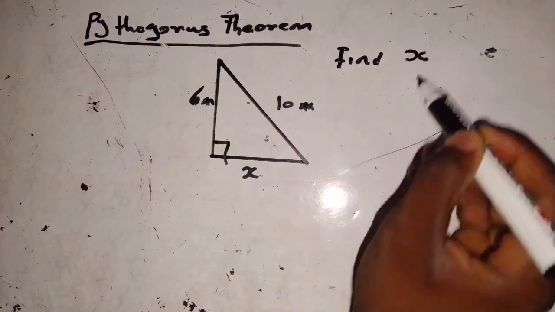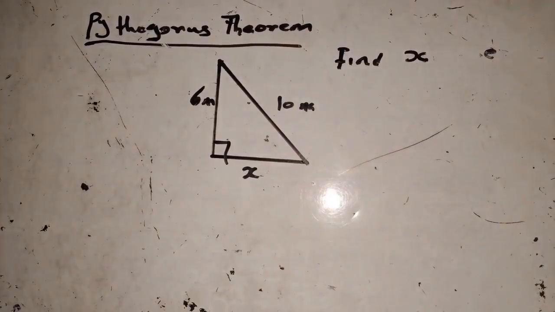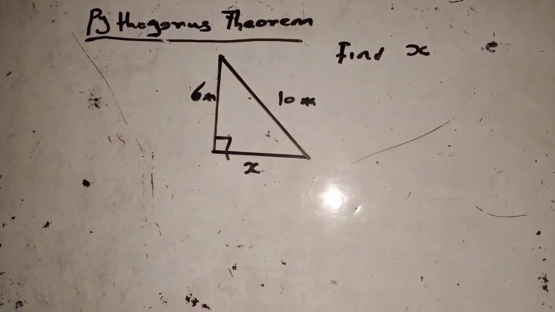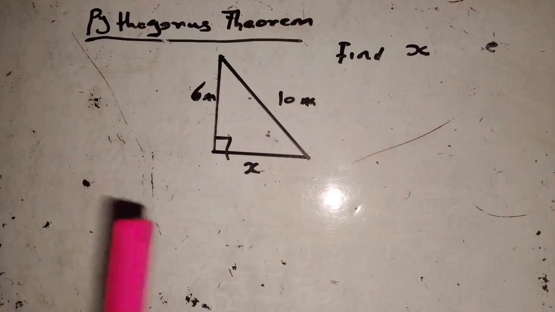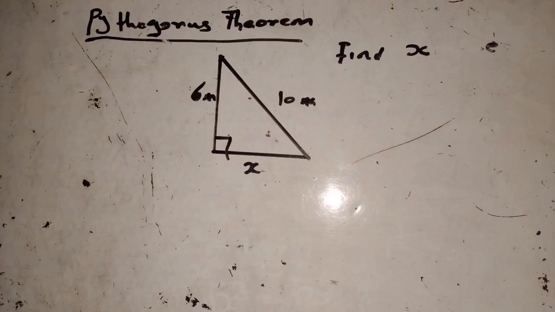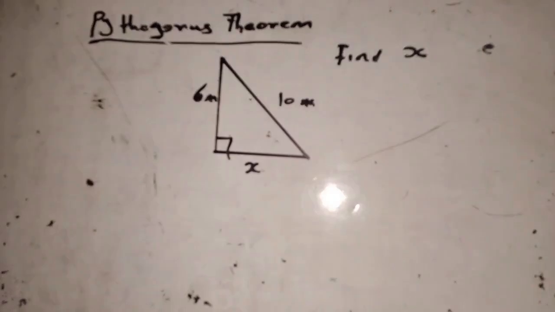Remember, we can find x using the Pythagoras theorem, which states that when you square the hypotenuse, it must give you the sum of the adjacent and another adjacent squared. Here the longest side is the hypotenuse. So 10 is our hypotenuse, 6 is our adjacent, and x is our adjacent.